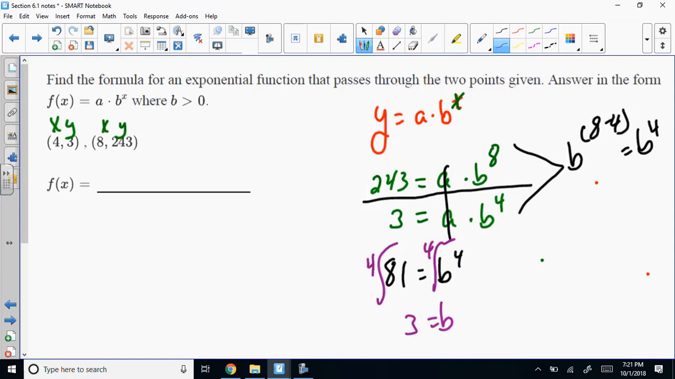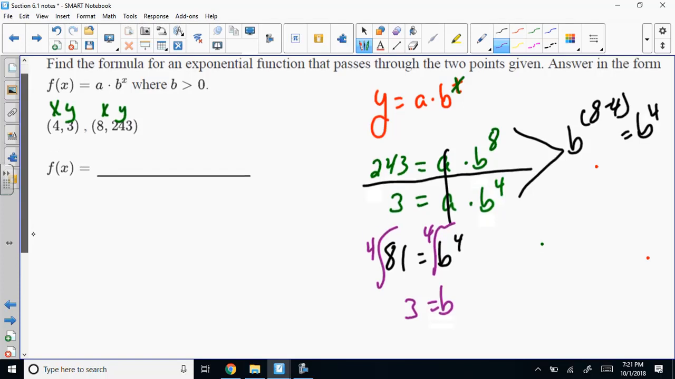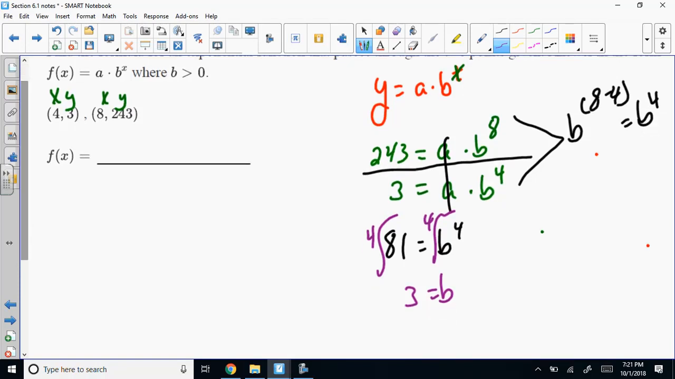All right. So when I substituted everything in, I got 243 equals a times b to the 8th. The other coordinate I substituted in was 3 equals a times b raised to the 4th. 243 divided by 3 is 81. So 8 minus 4, using the quotient property of exponents, gave me b to the 4th. To get rid of b to the 4th, I took the 4th root. The 4th root of 81 is 3. So we know what our base is.